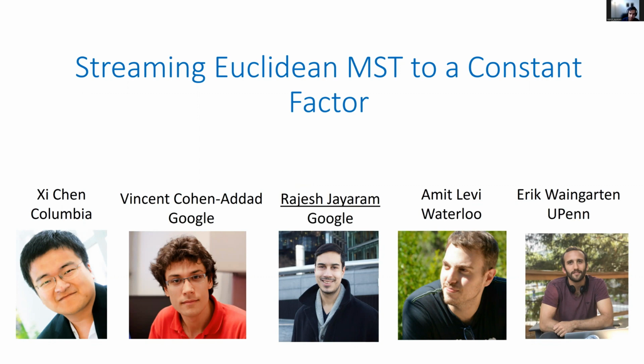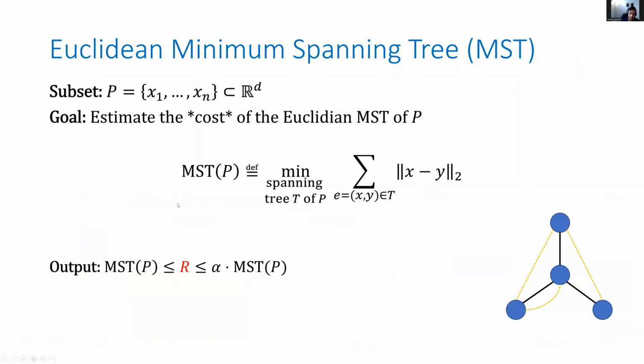I'll begin with the definition of the Euclidean MST problem. In Euclidean MST, instead of giving the graph as input, I'm going to give you n points which lie in d-dimensional space. These points are the vertices of a graph, and the edges are implicitly defined as the complete graph, where the weight between x_i and x_j is simply the distance in the underlying Euclidean space.